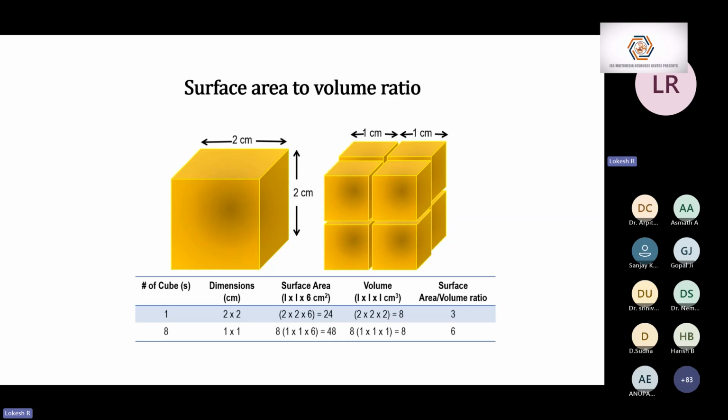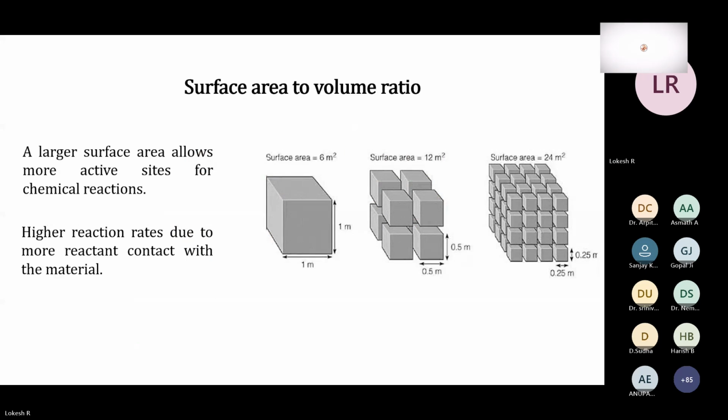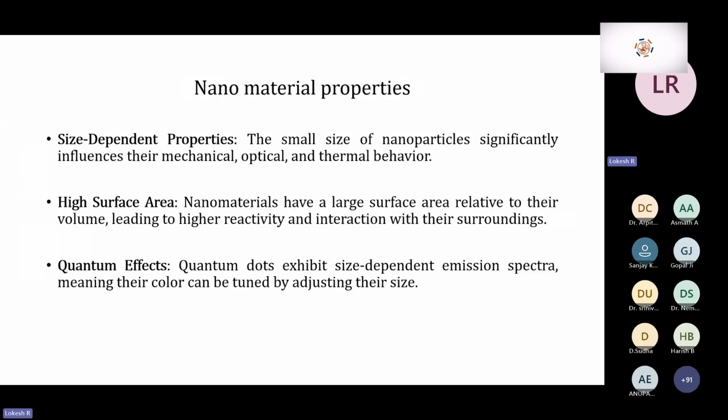When this cube is cut further into many small cubes, again the surface area to volume ratio further increases. So what is the advantage of having these smaller cubes? There will be more sites for the reaction, everywhere, all over the cube. A large surface area allows more active sites for chemical reactions and higher reaction rates due to more reactant contact with the material. So the nanomaterial properties, as I discussed, are the high surface area and size dependent properties. That is, as the size reduces, the properties of the material change.